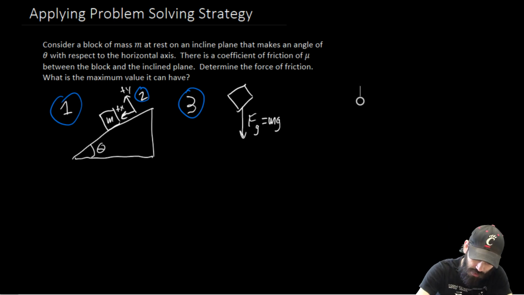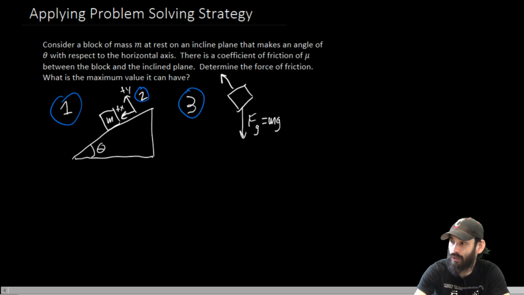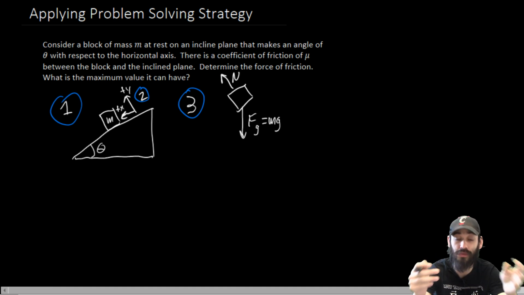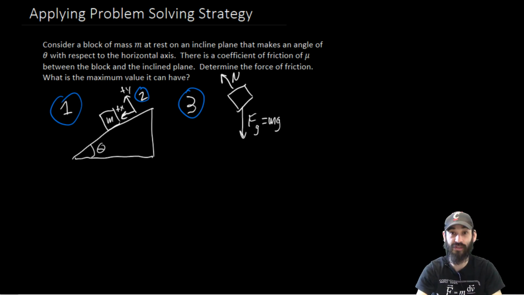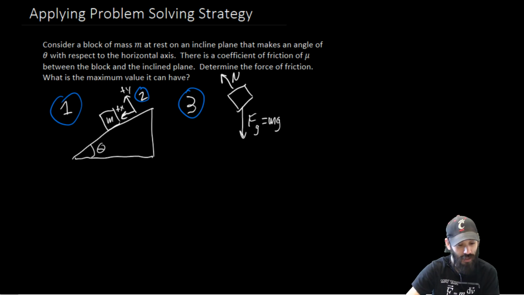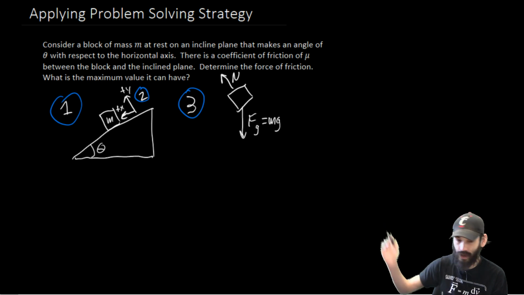Then we have the normal force. So our normal force is, by definition, the normal force always points perpendicular to the interface between two objects. And so the normal force acting on the block is going to be the contact force between the block and the inclined plane. This is going to be pointing up at this angle. For you guys, it's going like that.